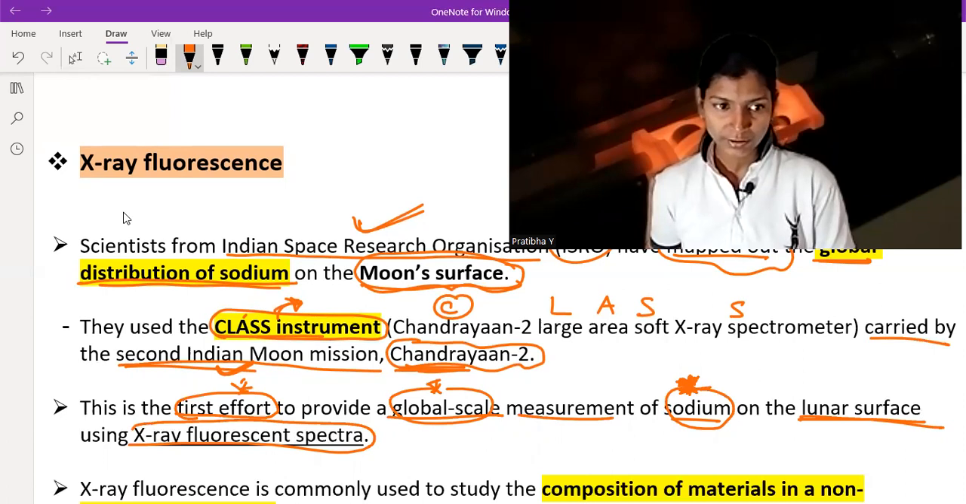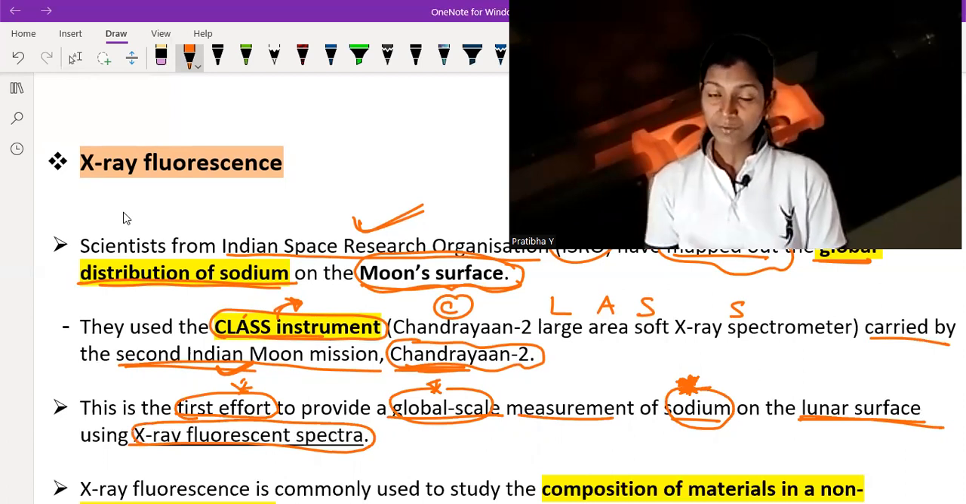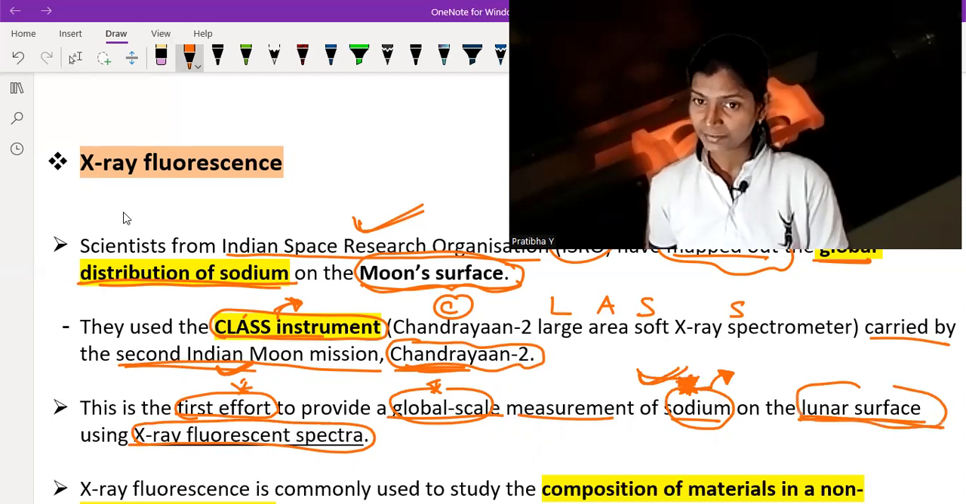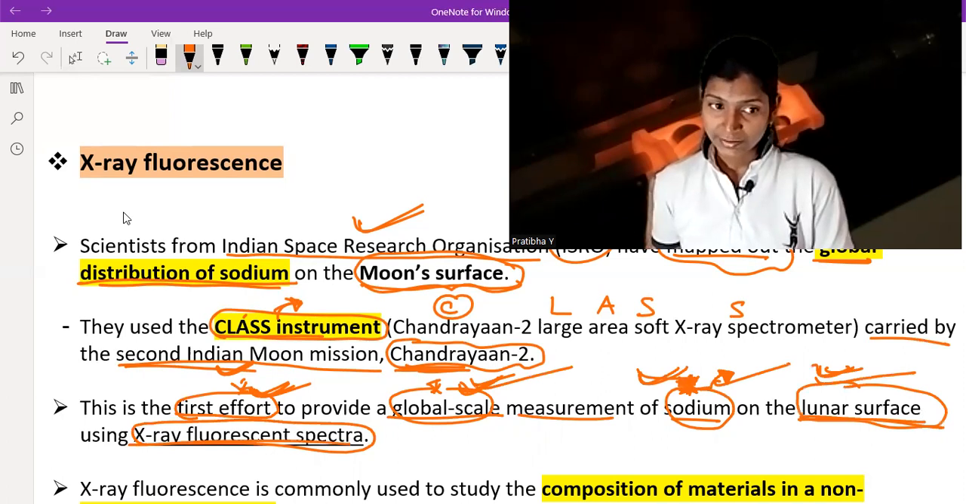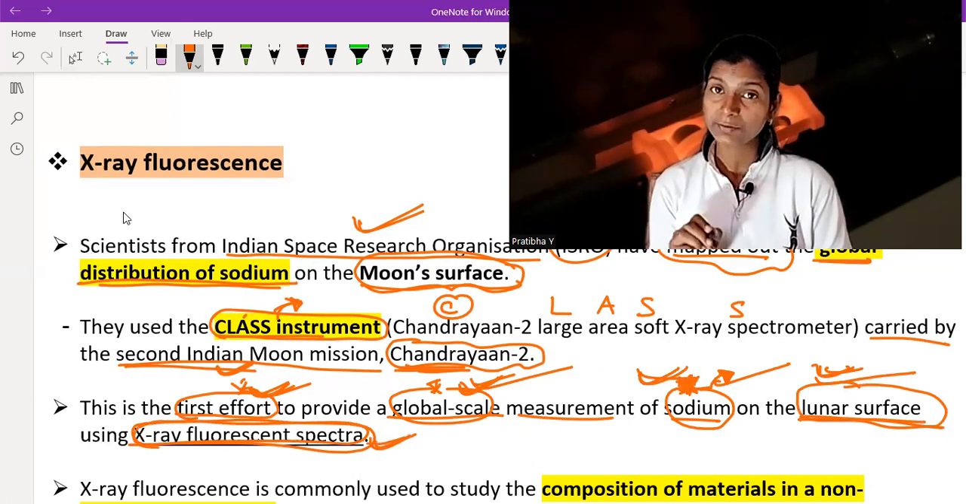Here you can get trapped in many holes. People ask about sodium or other metals or chemicals. You remember it is sodium, on the lunar surface, not on another planetary or satellite surface. Global scale, not regional scale. First effort, not second or third. So remember: first effort, global scale, sodium on the lunar surface, using X-ray fluorescence spectra. All the keywords are important.